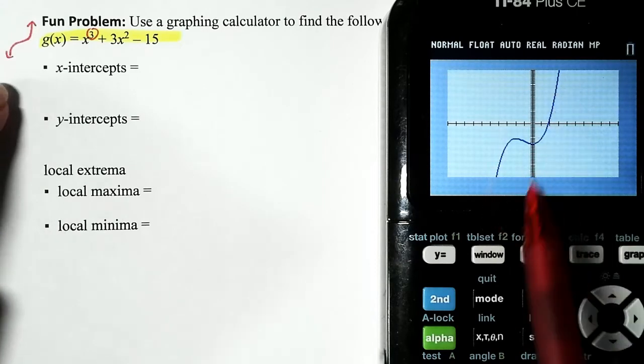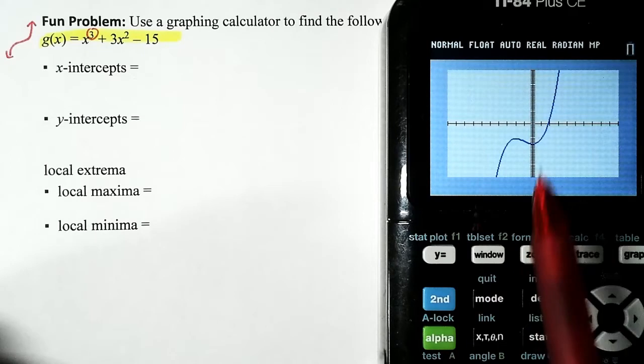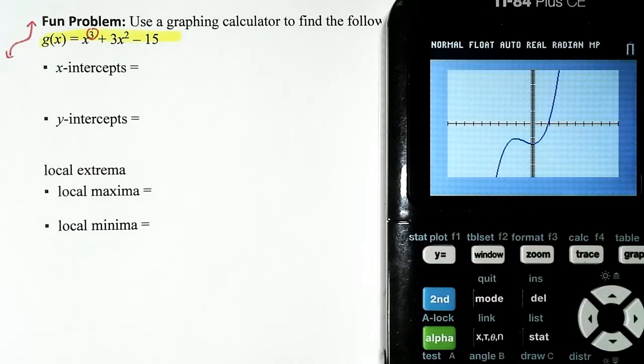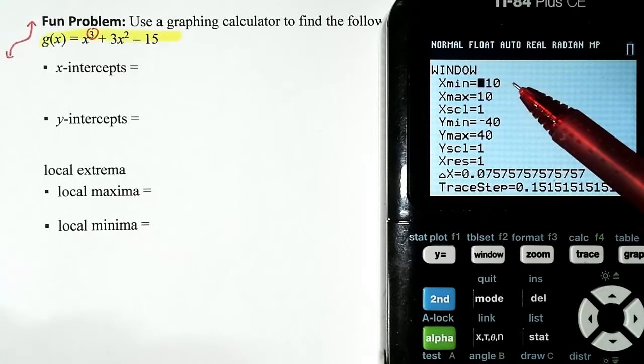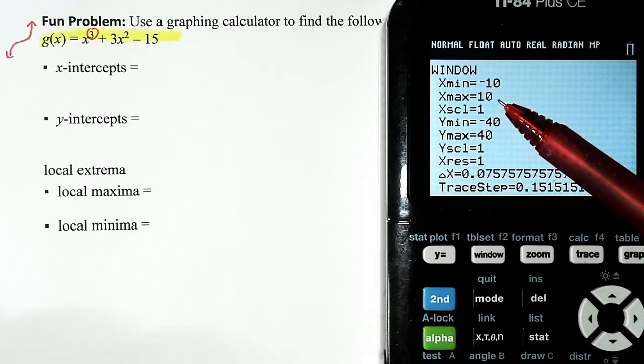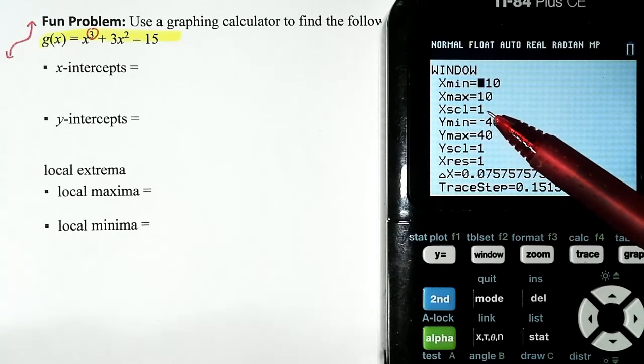But something I want to point out: why is it that we have nice tick marks across but weird tick marks going up? So we're going to go back to our window screen. If we hit window, the X minimum is -10, the X maximum is +10, and the scale on the x-axis is 1. So if the scale on the x-axis is 1, then we're counting by 1.